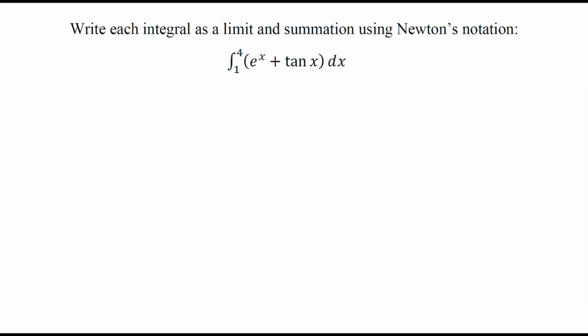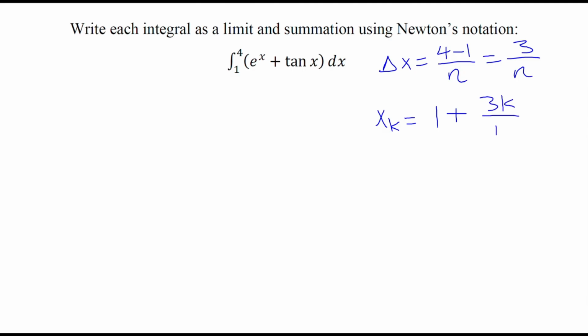And this is our last one of these limit summation problems. So same idea though. Delta x is going to be (b minus a) over n, or 3 over n. And x sub k will be our lower limit of 1 plus k times that delta x. So k times 3 over n is just 3k over n.